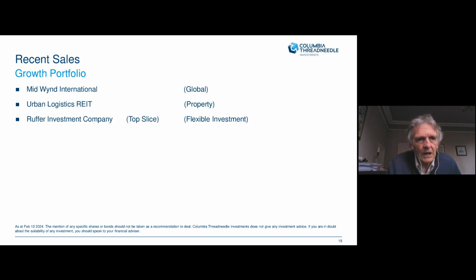And the sales in the portfolio were really companies either where the fund manager has changed. I didn't like property, actually sold Urban Logistics a few months ago. And I top sliced Ruffer, which was one of the defensive holdings. Ruffer's not been performing all that well either.